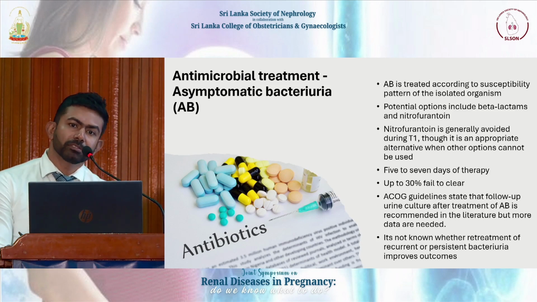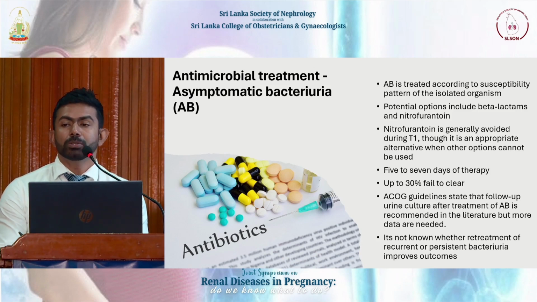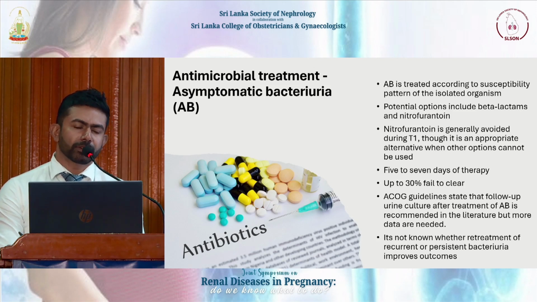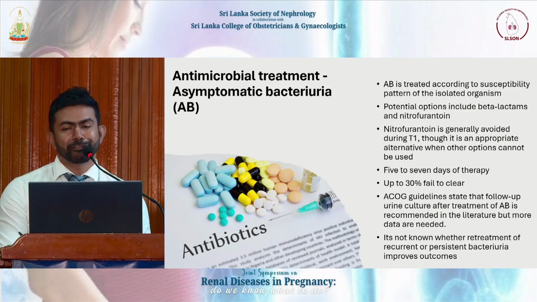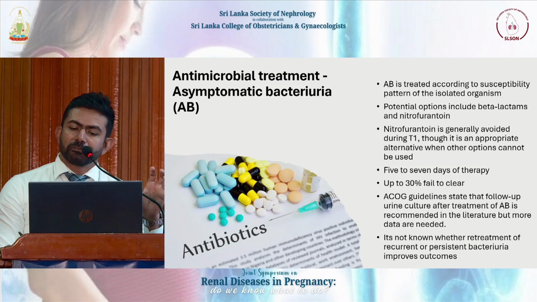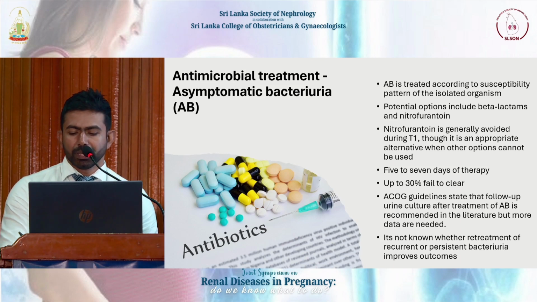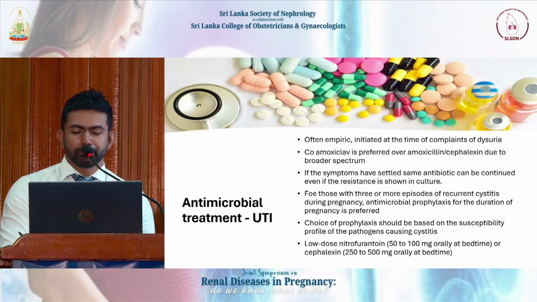The duration of therapy is 5 to 7 days, which is enough. But the problem is 30% of asymptomatic bacteriuria fail to be eradicated with the antibiotic treatment. So what to do next? Are we going to treat it? This area is debatable. There are a lot of studies showing that retreatment of asymptomatic bacteriuria is not going to confer any benefits. ACOG guidelines state that a follow-up urine culture and treatment is recommended in the previous literature, but you need a bit more data, and it's not known whether it improves the outcome, right?